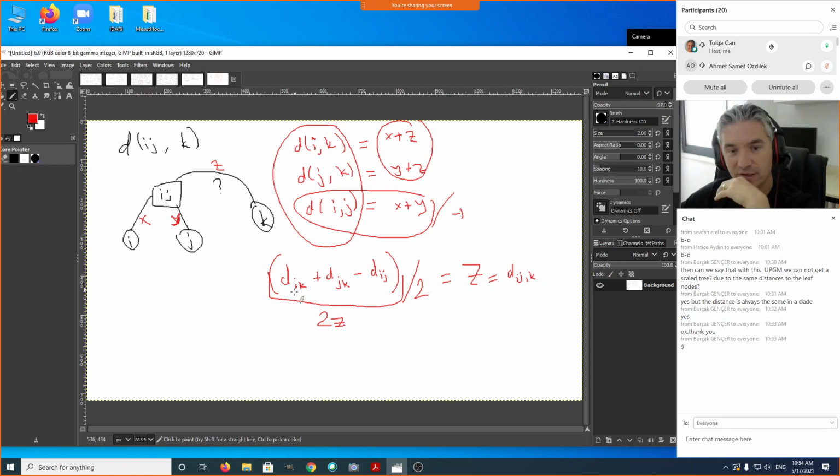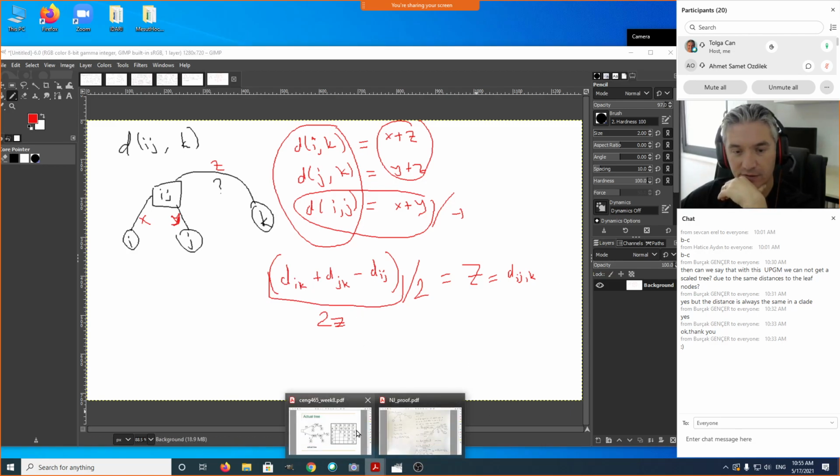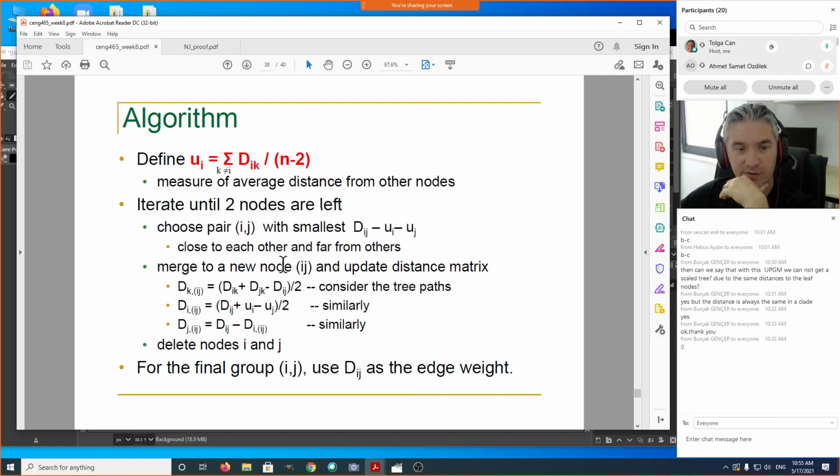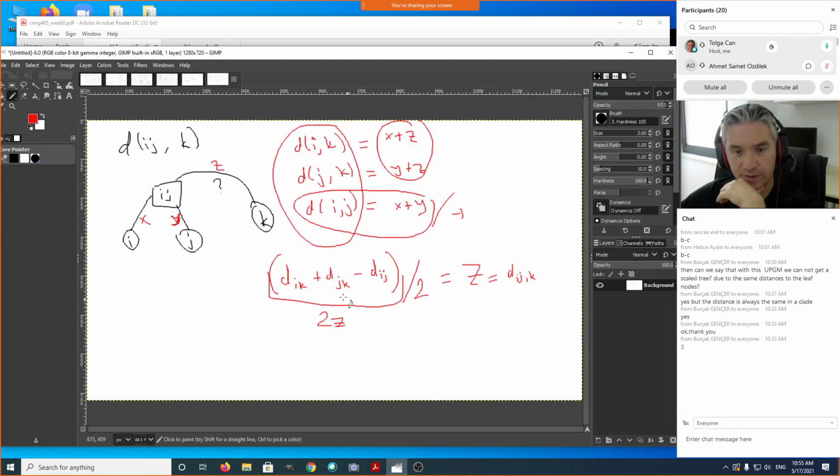Okay, so this is the formula that you see on the slide. Let me go to that slide here. Not the last, this one. You see this, the first formula, the distance between k and ij is this formula here. This formula is derived from what I had written here: the distance between ik, jk minus dij. If you do that and divide it by 2, you get z, which is the distance between ij and k.